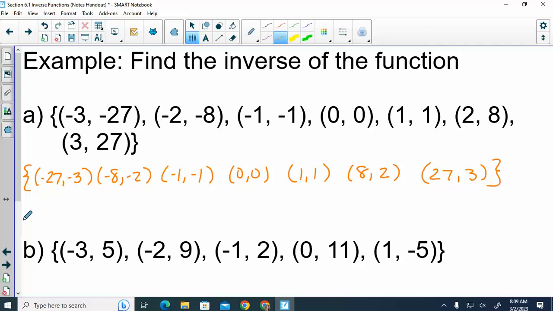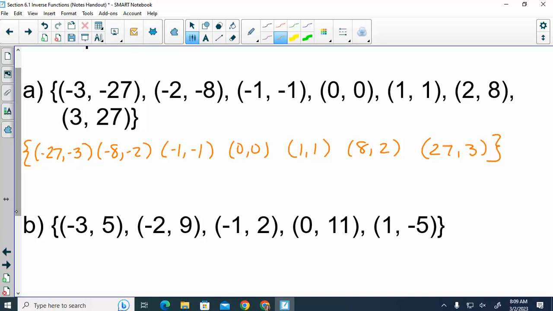I've got extra examples on here if we need them, but again, on b, all you would do is reverse the points. So it'd be 5, -3, 9, -2, 2, -1, and so forth.